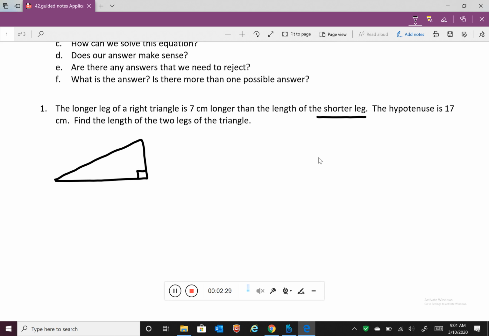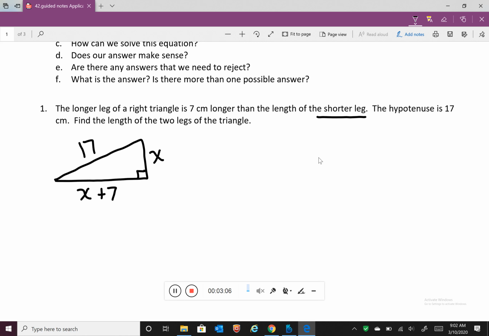So we're told it's a right triangle, which is imperative, otherwise you can't use the Pythagorean theorem. So our shorter leg is unknown, so we can call it x. You can call it anything you want. And then we know the longer leg is 7 centimeters longer than the shorter leg. And so that would give us x plus 7, wouldn't it? And then the hypotenuse is given as 17 centimeters. And we are asked to find the length of the two legs of the triangle.